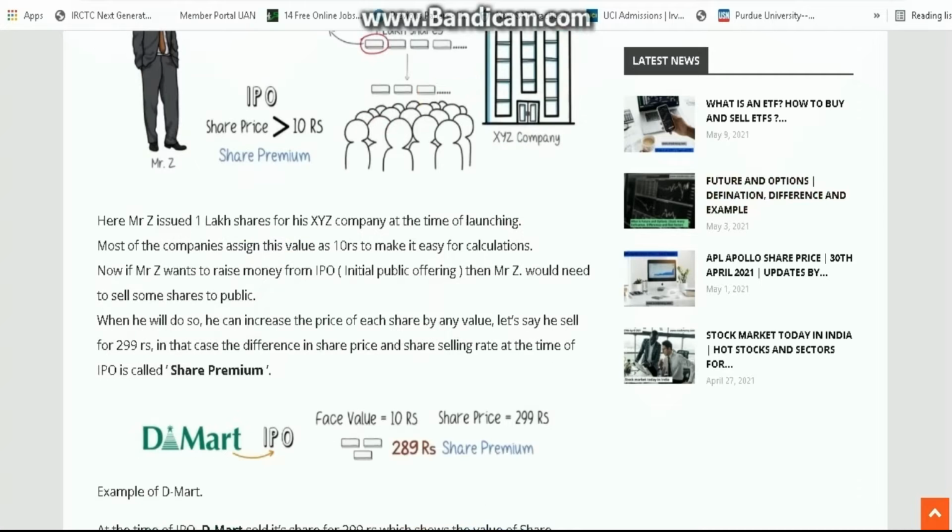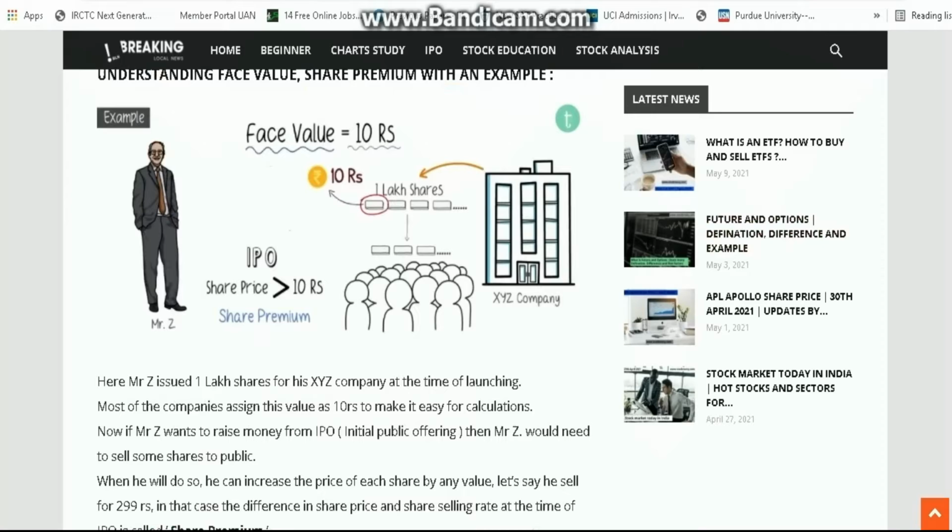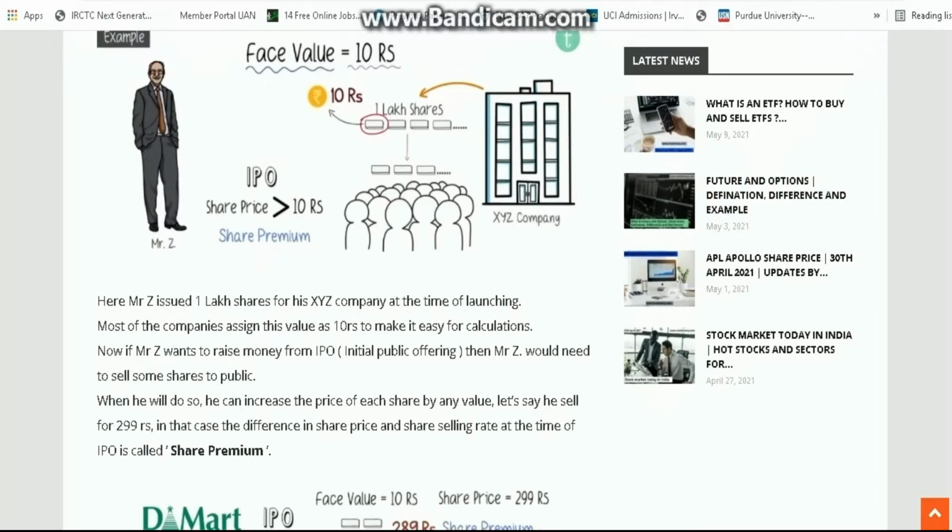Here Mr. Z issued 1 lakh shares for his XYZ company at the time of launching. Most companies assign this value as 10 rupees to make calculations easy. Now if Mr. Z wants to raise money from an IPO, that is an initial public offering, then Mr. Z would need to sell some of the shares to the public.